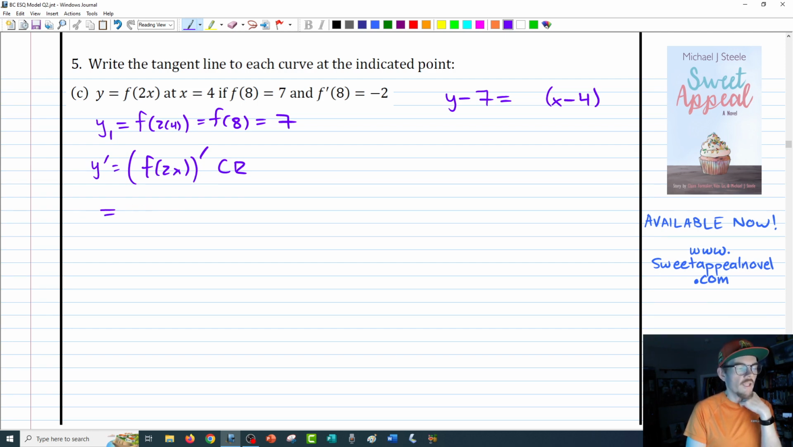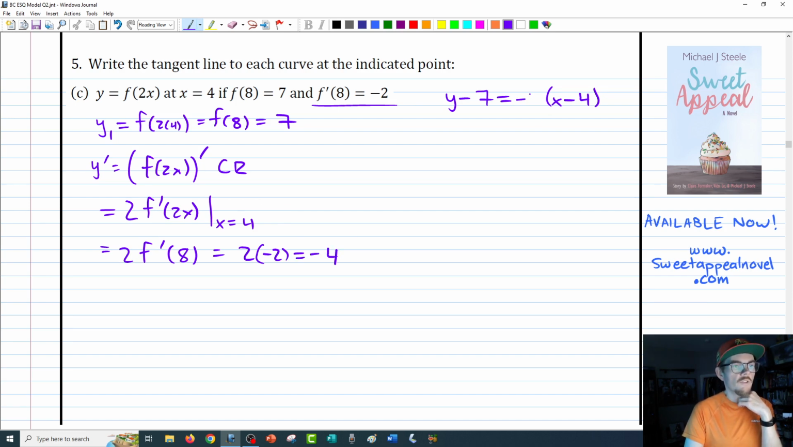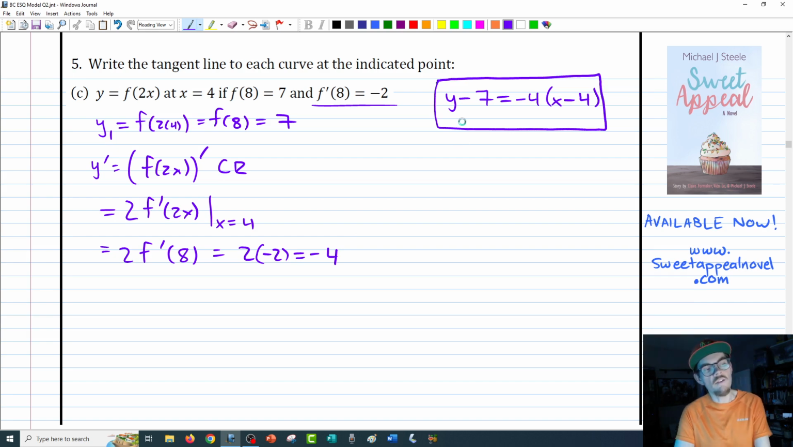So in our case, we're going to get f prime of 2x, and then we'll multiply by the derivative of the inside, which is 2. From there, we'll evaluate it at x equals 4. When we do, we get 2f prime of 8. According to this information, it's not a graph really, it's just told to us, f prime of 8 is negative 2, so 2 times negative 2 equals negative 4. So our tangent line at the indicated point is y minus 7 equals negative 4 times x minus 4.